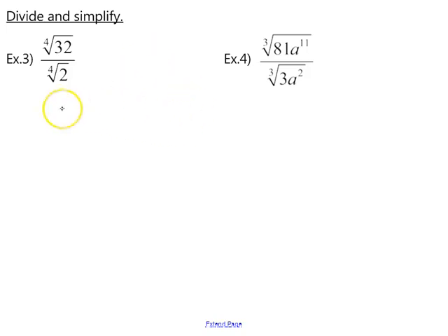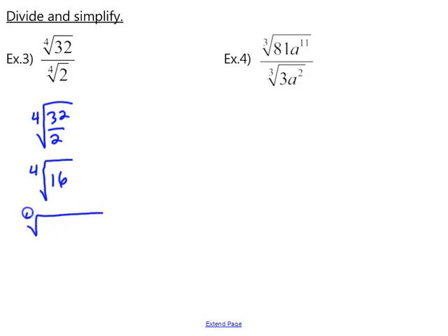In this first one, we make sure that the index is the same, and they're both 4, so we're actually going to combine those into one big radical, and then put 32 over 2 in there. So now we can actually divide 32 by 2, which gives us 16. And so now we can actually simplify 16 and find the 4th root of 16. So let's go ahead and simplify that down.